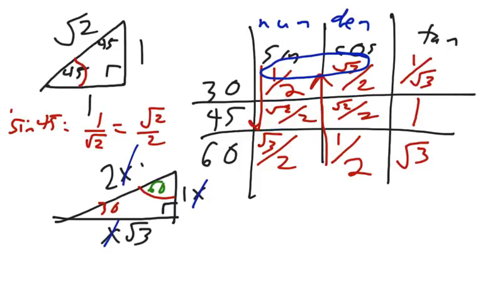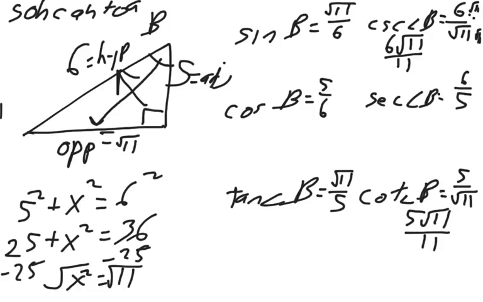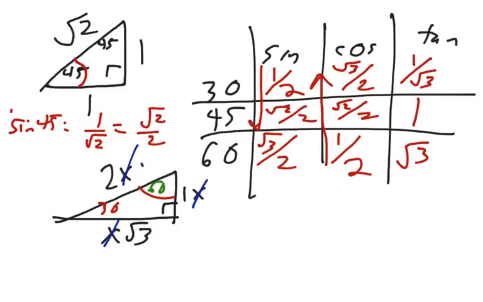I'm going to erase those blue circles now in order to make it a little bit easier to read. And that was section 6-1, one triangle problem, and one in the 30, 45, 60.